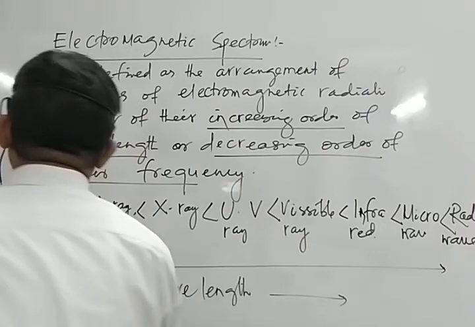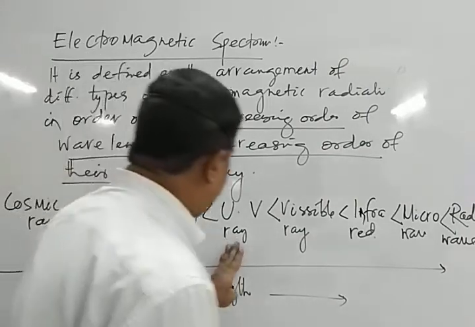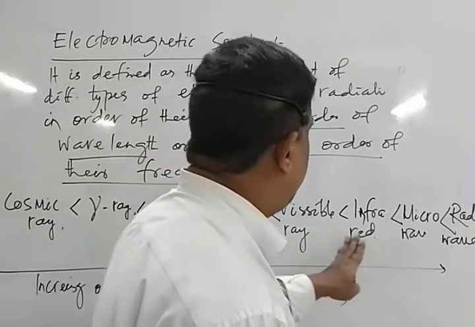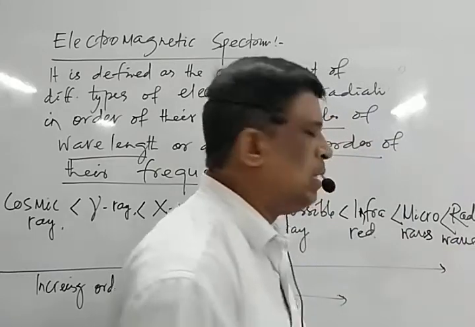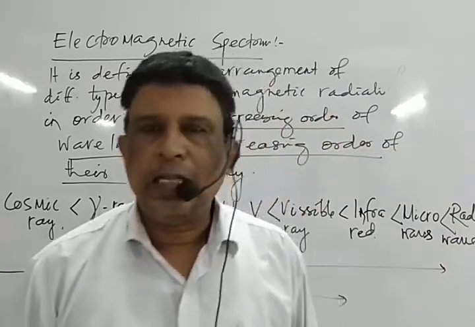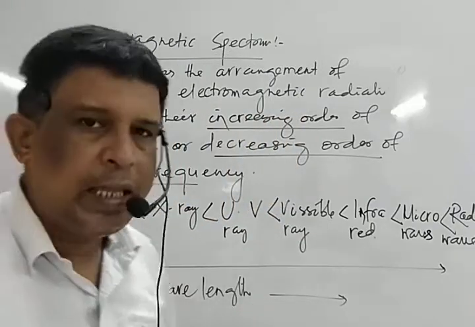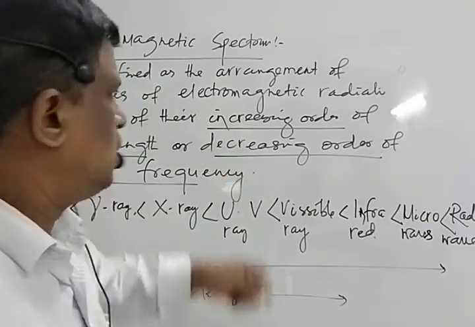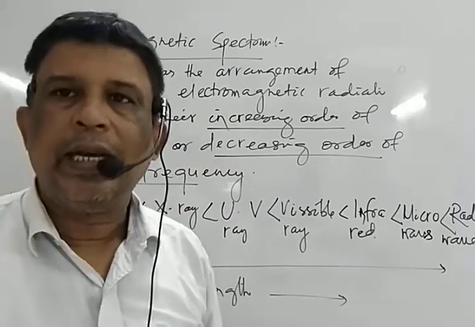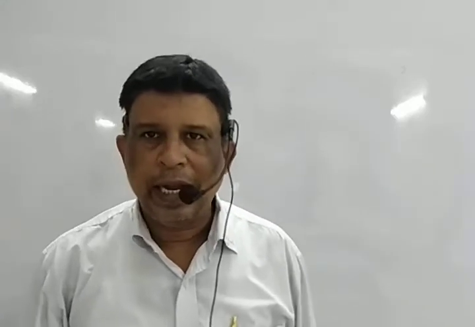I repeat again. That is cosmic ray, gamma ray, X-ray, ultraviolet ray, visible ray, infrared, microwaves, and the last one is radio wave. It is the arrangement in increasing order of wavelength or decreasing order of frequency. This arrangement is known as electromagnetic spectrum. Next we discuss Planck's quantum theory of radiation.